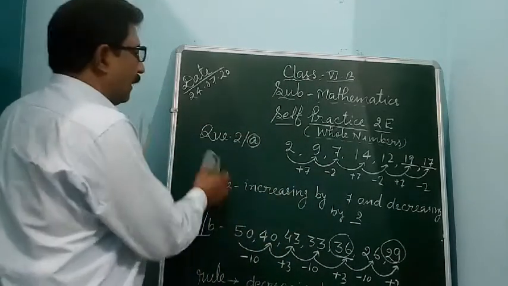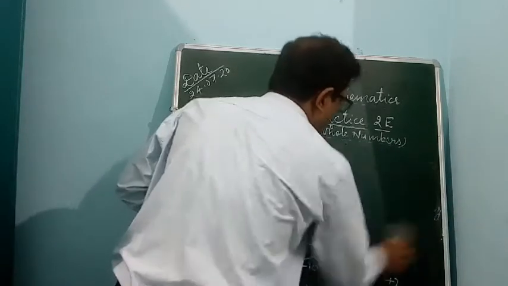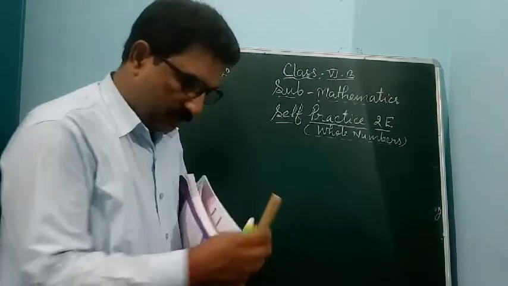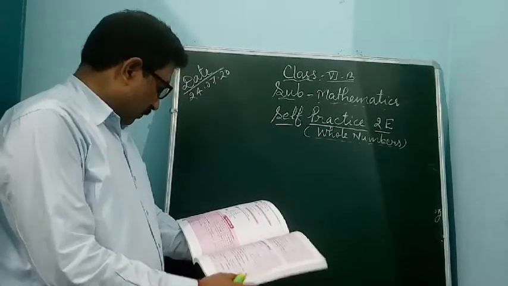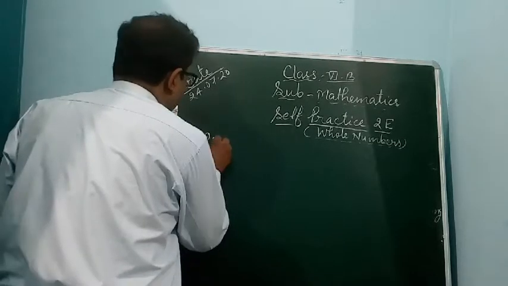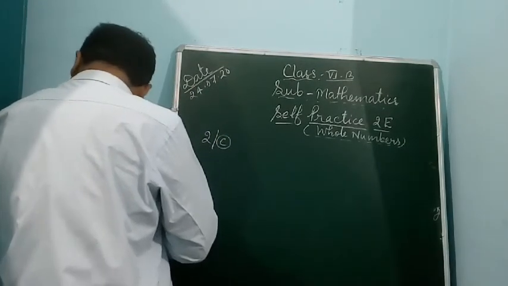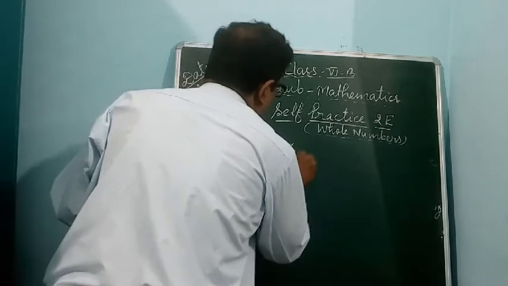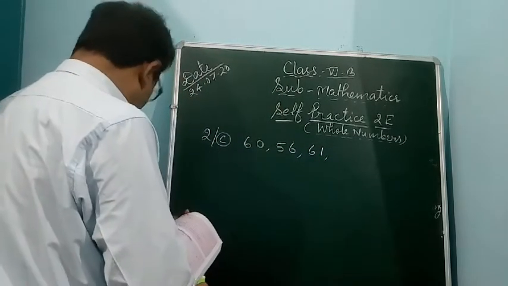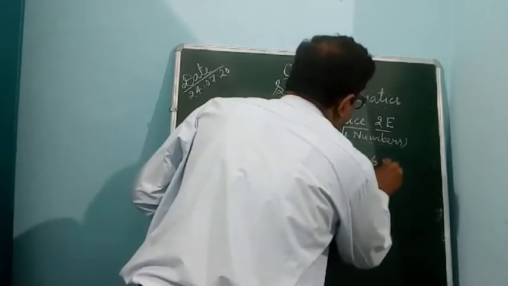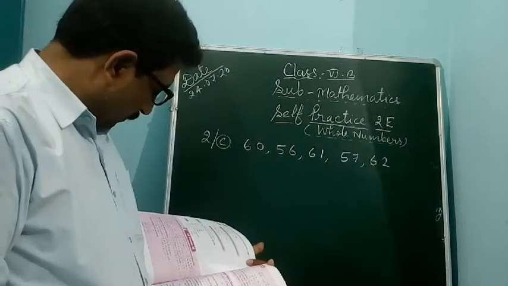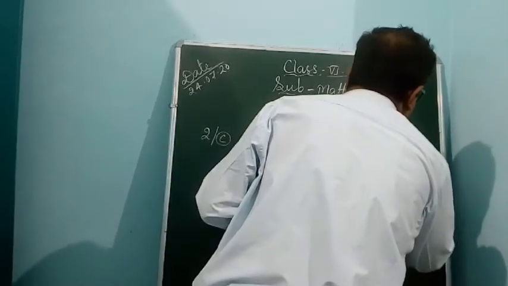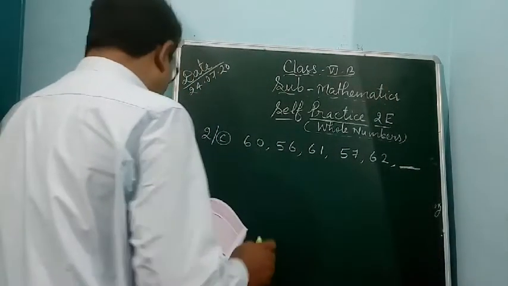And the next question, see nicely. In question 2C, it is given 60, 56, 61, 57, 62, then one gap, then 63, 59, and one more gap. After 62 one gap is given, and after 63, 59, another gap is given. So there are two gaps. You should find out the missing terms.